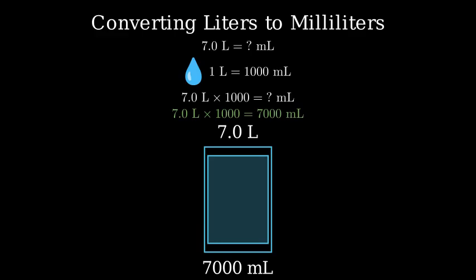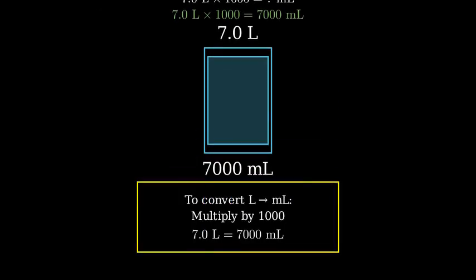When we convert to milliliters, we're measuring the same amount of liquid, just using smaller units. To summarize, to convert from liters to milliliters, we multiply by 1,000. So 7.0 liters equals 7,000 milliliters.